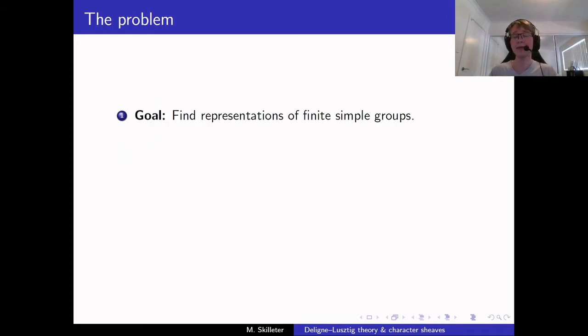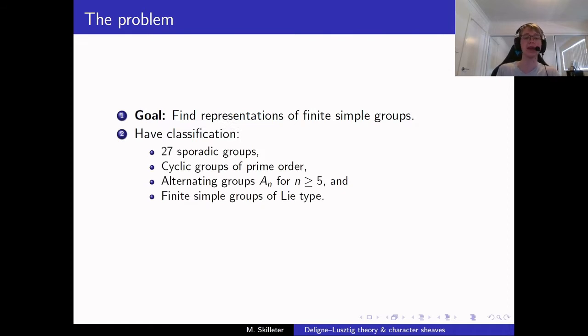So a big problem in representation theory is finding representations of finite groups. Now that's too broad a problem. Let's narrow our focus to finite simple groups. Simple just means there are no non-trivial normal subgroups. You may or may not know that there is a classification of such groups. There are the 27 sporadic groups, the cyclic groups of prime order, the alternating groups, and a collection of families of groups that all fall under the heading finite simple groups of Lie type.